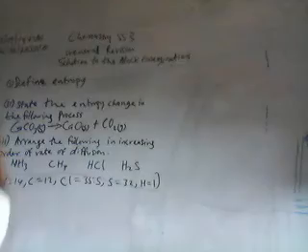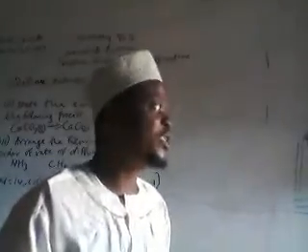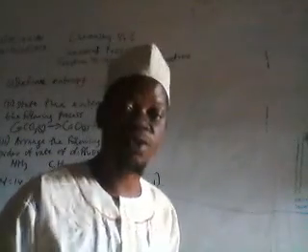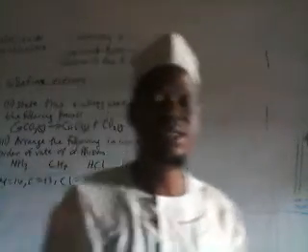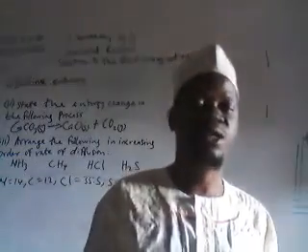So question 1E, you are asked to define entropy. Entropy is the degree of disorderliness of a system. The degree of randomness or disorderliness of a system is called entropy.